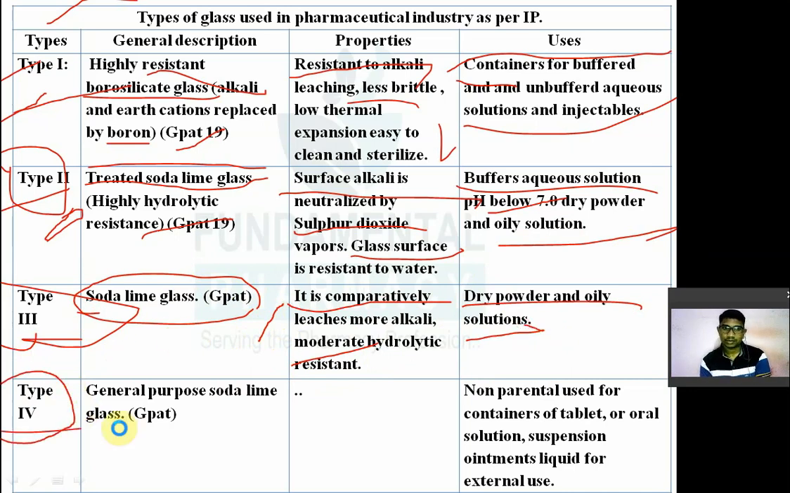Type 4 glass is known as a general purpose soda lime glass. There is a question on this too: which one of the following is a general purpose soda lime glass? Type 4 glass. What is Type 1? Highly resistant. What is Type 2? Treated. What is Type 3? Soda lime. And what is Type 4? General soda lime. Remember it like this.